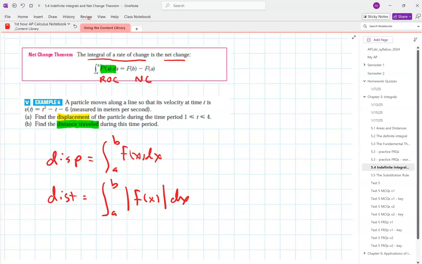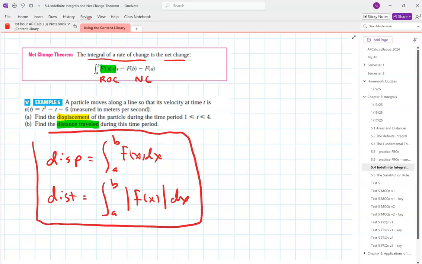So for us, that's kind of what matters. Is everybody okay? That's an important distinction to remember. Displacement is just the plain integral. Total distance is going to be the absolute value. Now, sometimes they could be the same thing. If we're walking in a straight line, displacement is going to equal the distance traveled, but it doesn't have to.